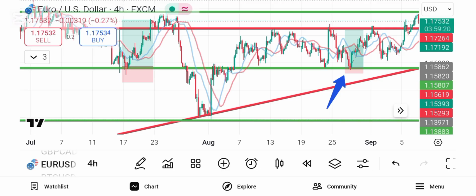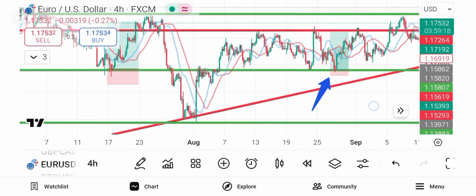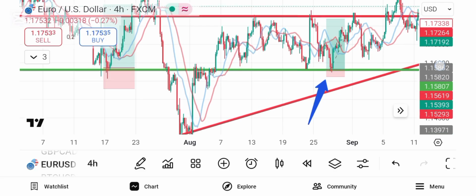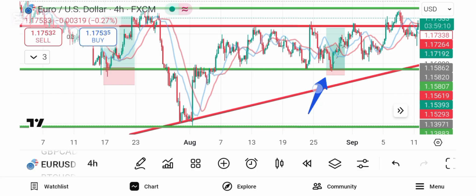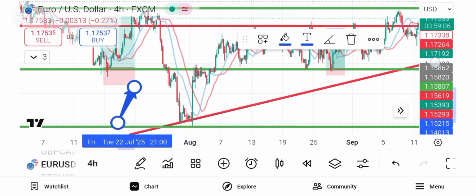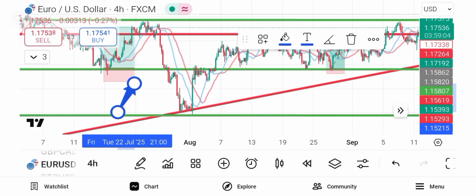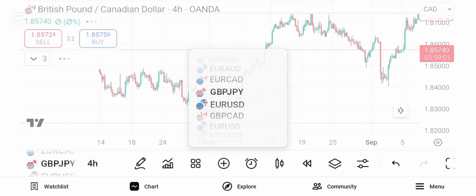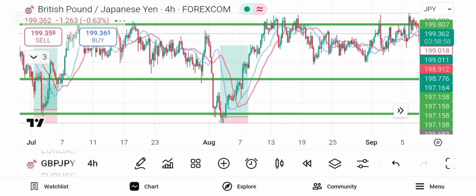So on this chart, what I mean is that you must be looking for your entry or your setup based on your directional bias, because you know the direction of the market. As you can see, throughout this week, I've been buying on GBPJPY.